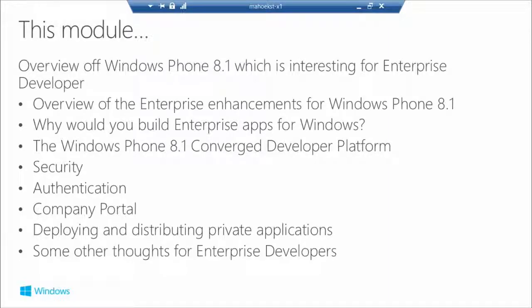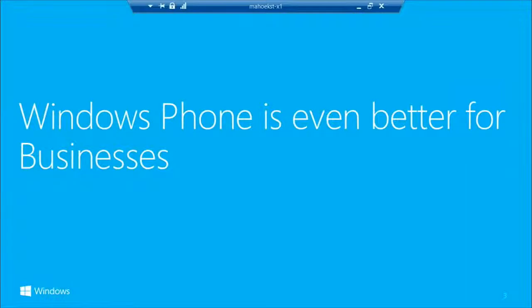So the agenda for today is a little bit about the enterprise enhancements we did for Windows Phone 8.1, why you would consider building apps for the enterprise, talk about the Converged Developer Platform, and then specifically about the authentication and security part of the platform. A little bit about the company portal, and in the end I have some things about how you can start distributing these enterprise line of business apps to your end users, and maybe some extra ideas or inspiration for you guys to start building. So we think that Windows Phone is even better for businesses.